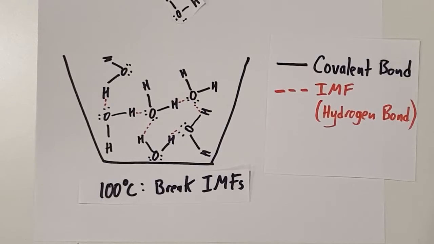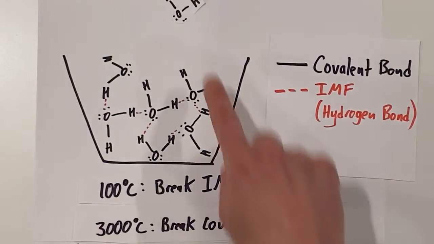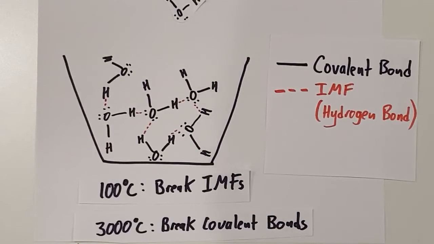Whereas it would take something like 3,000 degrees Celsius to break the covalent bonds that hold together a single water molecule. Now, where would you find 3,000 degrees Celsius? You'd have to go to the surface of the sun or the inner core of the earth. That's how hot it would be. It takes so much more energy to break these covalent bonds.